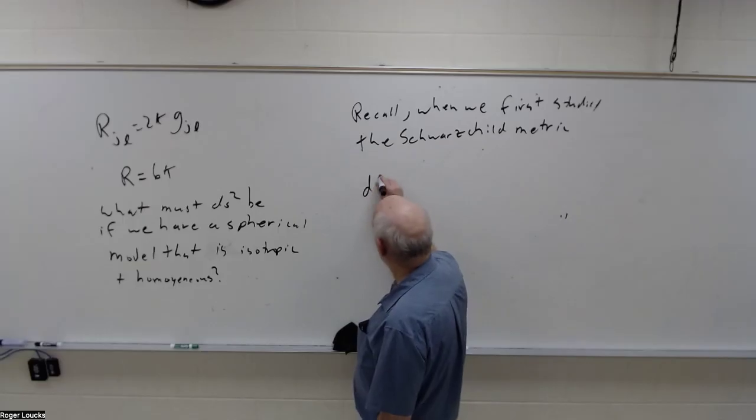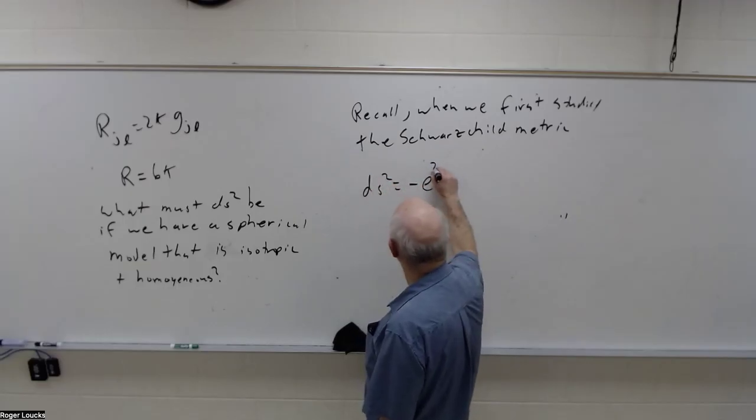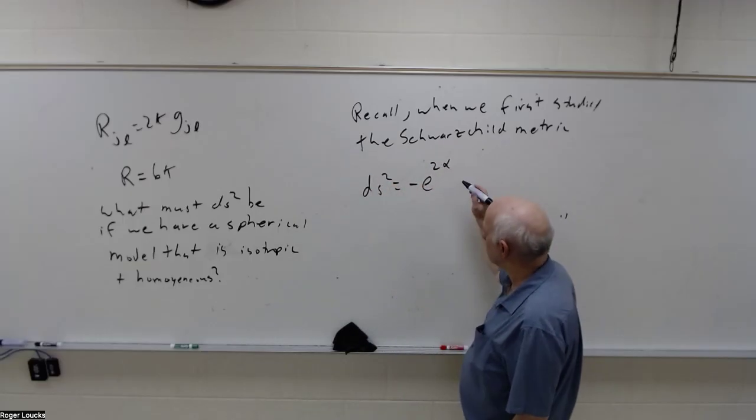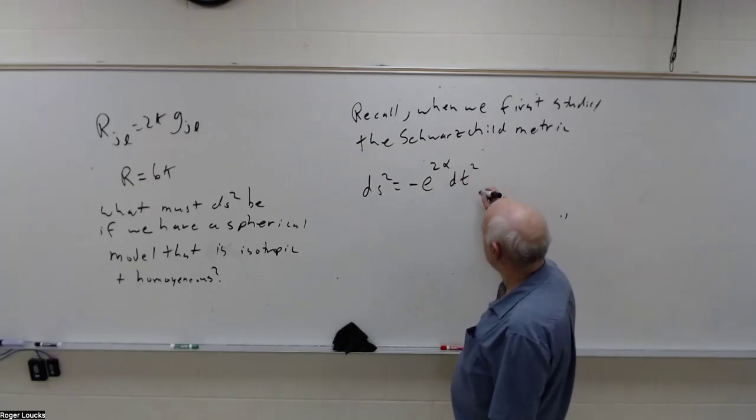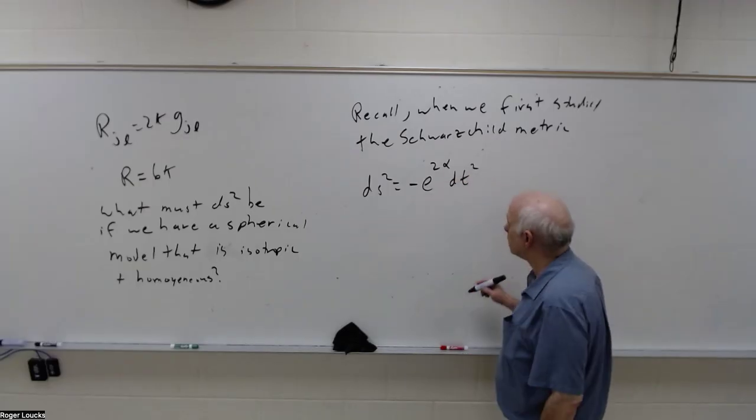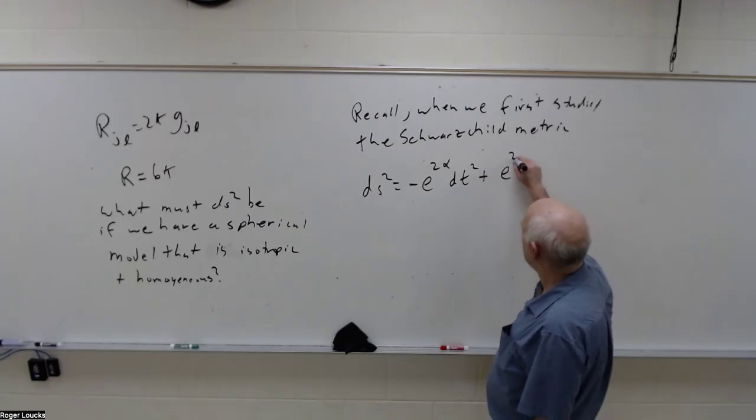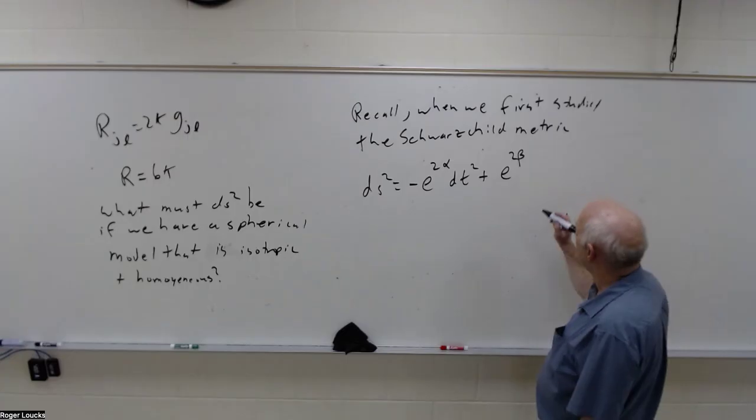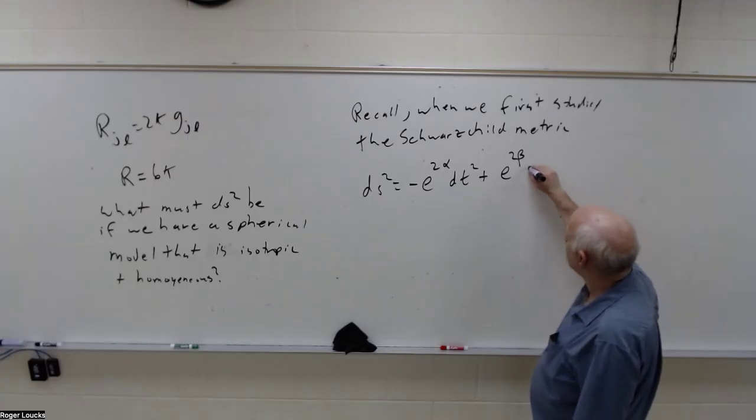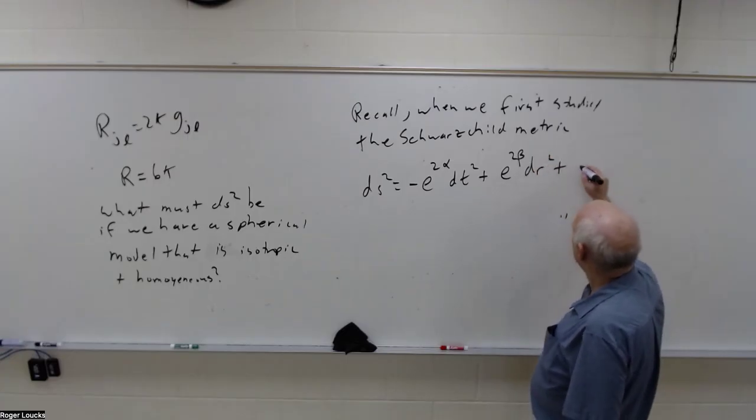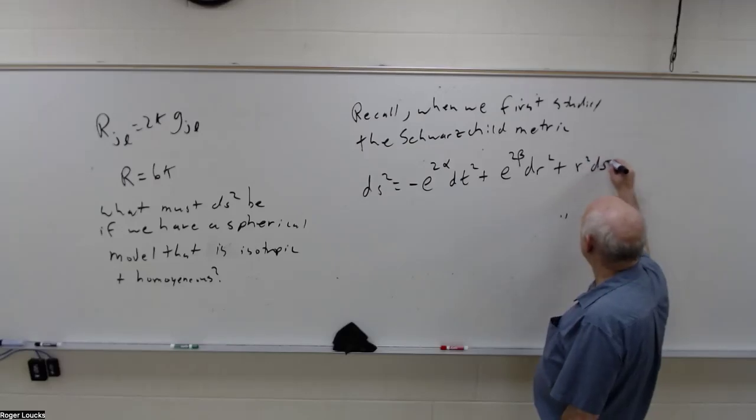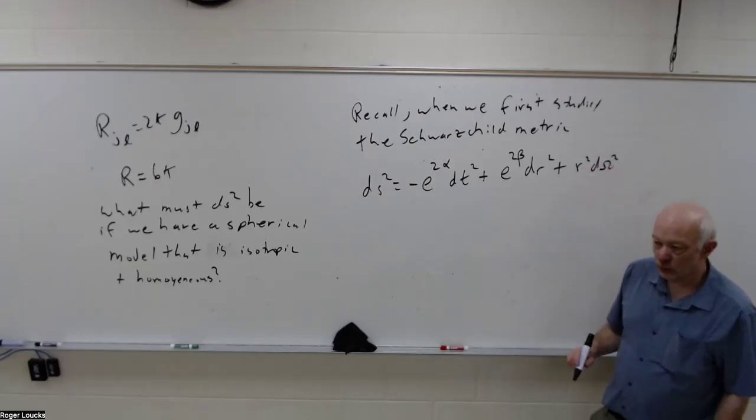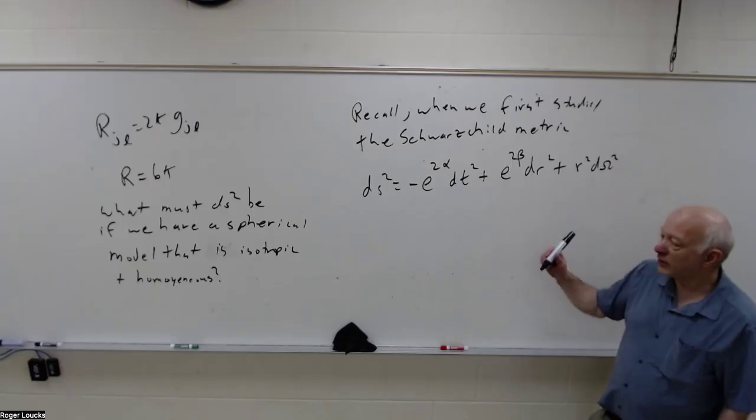We wrote this ds squared to be minus e to the 2 alpha, where alpha is a function of r, t squared. There's a c in here, but I'm going to set the c to 1. Plus e to the 2 beta, where beta is a function of r, and then we had our dr squared here, plus our r squared d omega squared. We had that. And then what did we do?